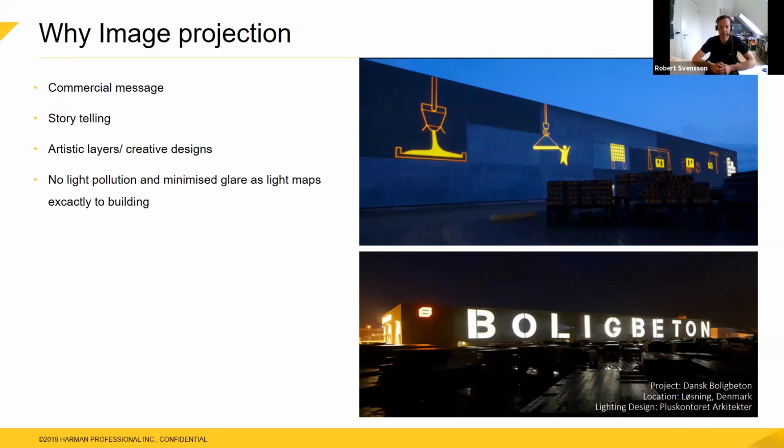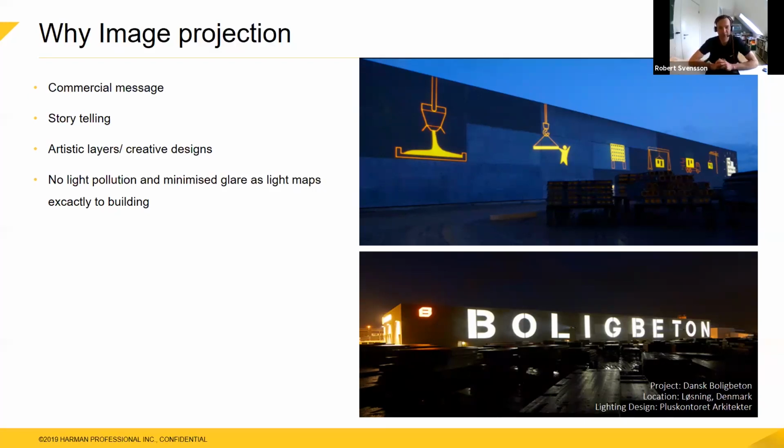So it's a factory that is located close to a highway, and they have this facade along the highway, and they had a good opportunity to use this facade for really promoting their company. And on the lower right picture, we see the name of the company. It's called Boligbeton, and this is created by the use of, I think it's 10 pieces of image projectors, each image projector projecting one letter in the name of the company.